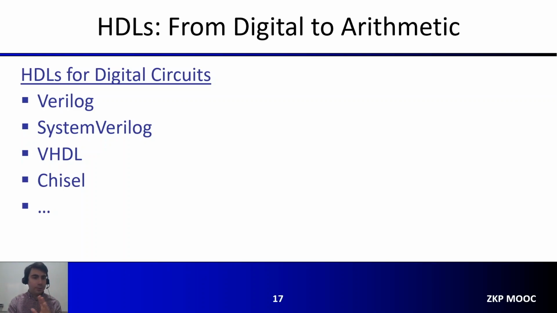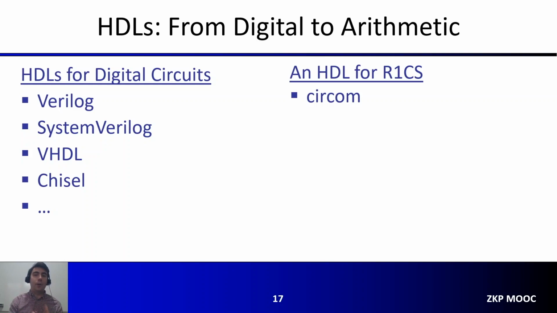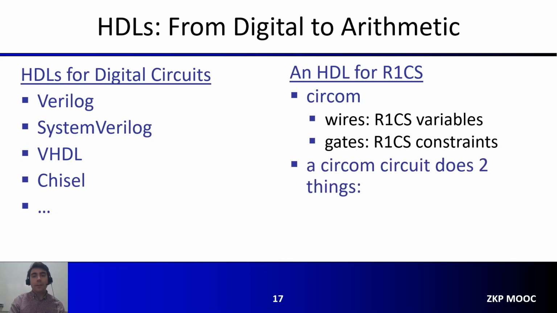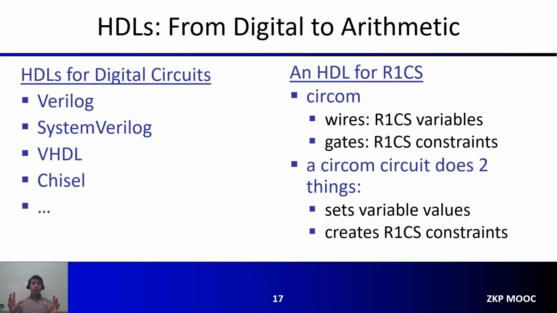But Circom is not an HDL for digital circuits, it's an HDL for R1CS. And so that means that the wires of Circom, the signals, those are R1CS variables, and the gates that you create are rank 1 constraints. The final thing that I'll say about Circom before we dive into it is that ultimately every Circom circuit has two things that it needs to do for all of its signals. First of all, it needs to set a value for every variable. And then, second of all, it needs to create rank 1 constraints.